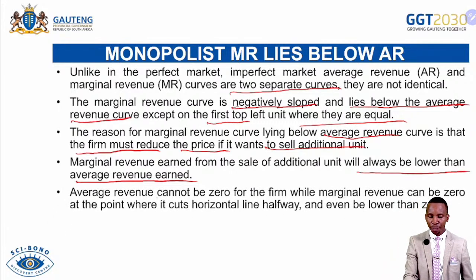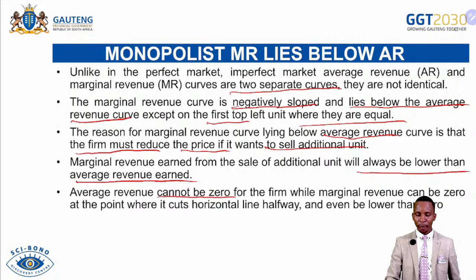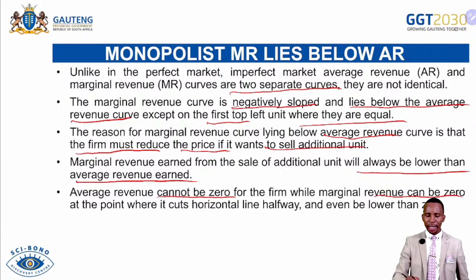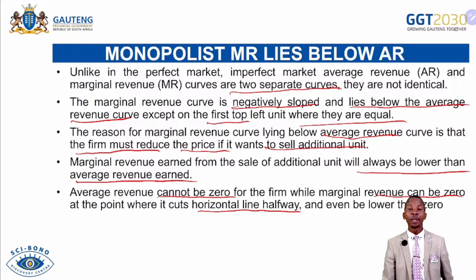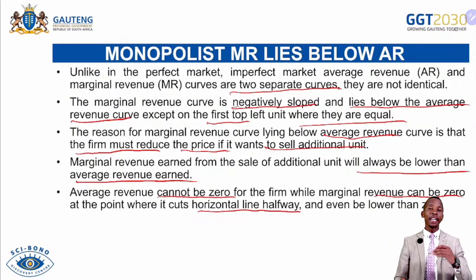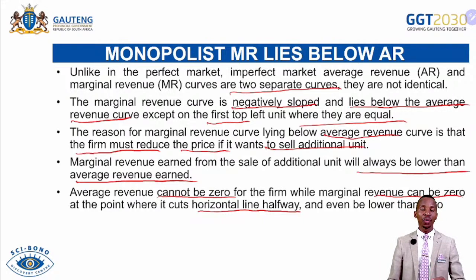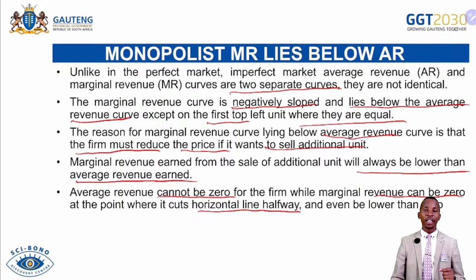Average revenue cannot be zero for the firm, while marginal revenue can be zero at the point where it cuts the horizontal axis halfway, and even lower, it can even be below zero. If ever it goes below the horizontal axis, MR will be negative, meaning it will be lower than zero. But average revenue doesn't get to be zero if the firm is still producing something.